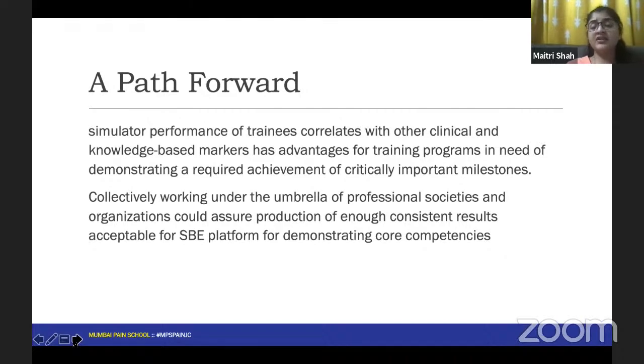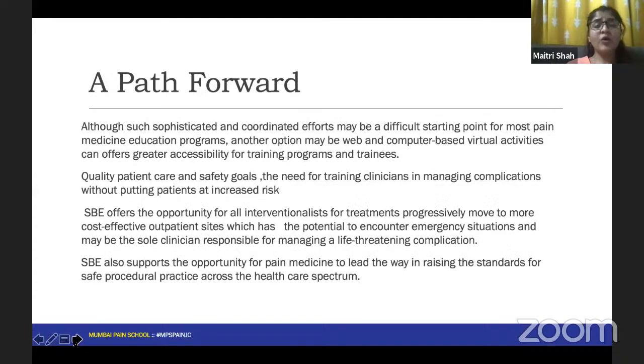Collectively working under the umbrella of professional societies and organizations could assure production of enough consistent results acceptable for a simulation-based education platform for demonstrating core competency. Although such sophisticated and coordinated efforts may be difficult starting points for most pain medicine education programs, another option may be that web and computer-based virtual activities can offer greater accessibility for training programs and trainees.